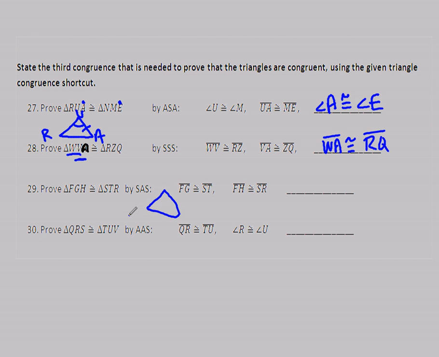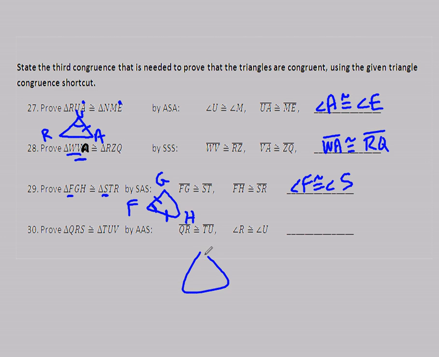29, if I look at FGH, I know FG, I know FH, so that means the angle would have to be angle F, which corresponds with angle S. So angle F congruent to angle S, because corresponding parts of congruent triangles are congruent.